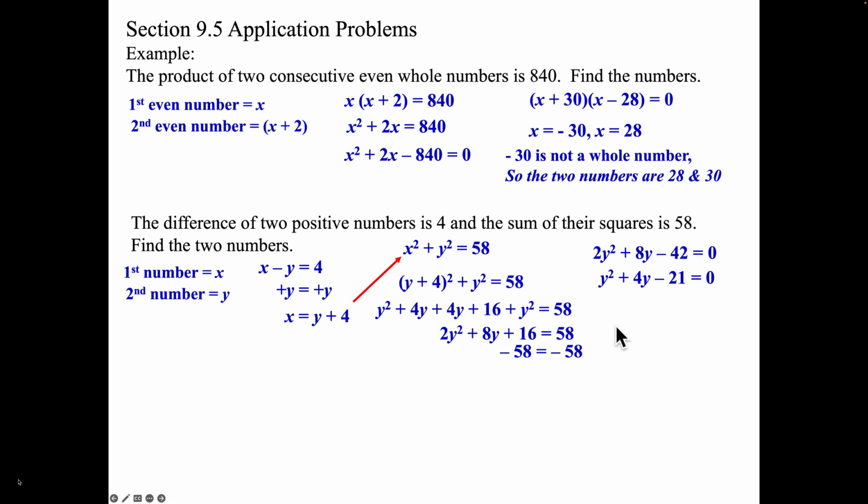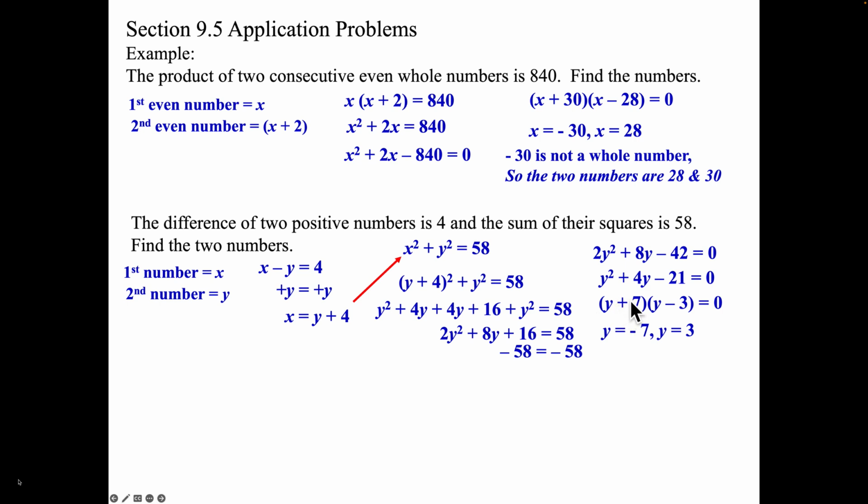And you can do that as long as every term is divisible by some value, you can divide it into everybody. So now this will be easier to factor. So let's think. I need two numbers that multiply to be 21. The only thing I can think of is 7 and 3. Subtract to be 4. Yep, 7 minus 3. So y plus 7, y minus 3 equals 0.